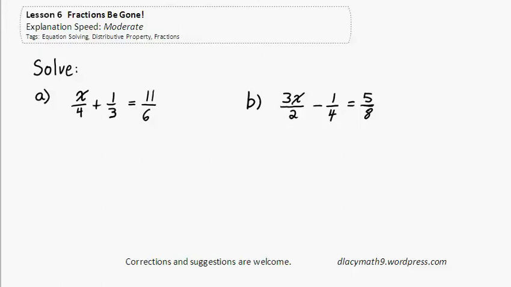Lesson 6. Fractions be gone. Fractions occur quite frequently in equation solving, and they cause many students quite a bit of concern. Let me show you in this example how to simplify an equation by getting rid of the fractions.